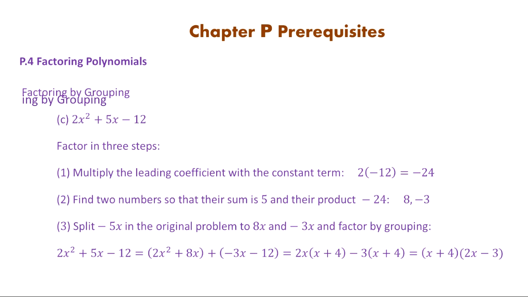So now we have the common factor of x plus 4 in these two groups that we can take out. And if we do that, what is left will be 2x minus 3. So the final answer is x plus 4 times 2x minus 3. Any questions for this method?